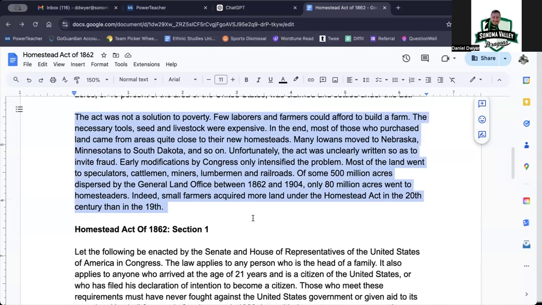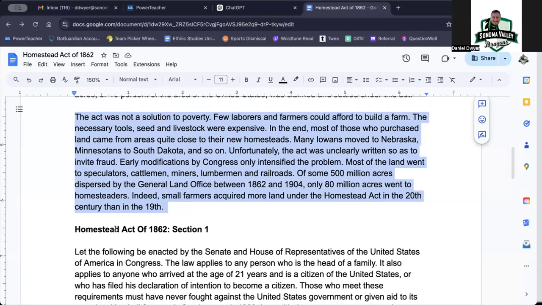Unfortunately, the act was unclearly written so as to invite fraud. Early modifications by Congress only intensified the problem. Most of the land went to speculators, cattlemen, miners, lumbermen, and railroads. Of some 500 million acres dispersed by the General Land Office between 1862 and 1904, only 80 million acres went to homesteaders. Indeed, small farmers acquired more land under the Homestead Act in the 20th century than in the 19th.